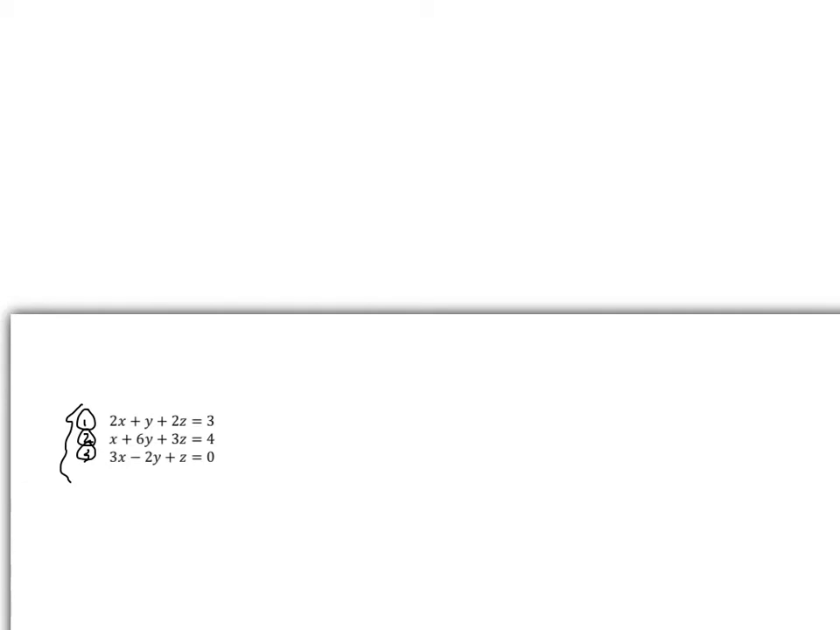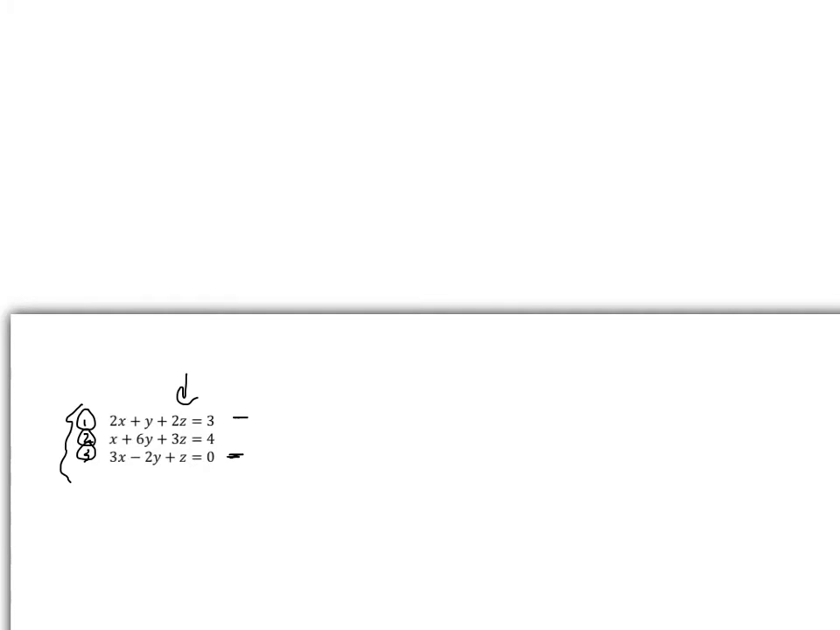It is advantageous to take a couple minutes just to determine what the easiest thing to eliminate is. Now, if we look at the x's, 2x, and 3x, not too bad. Y's, a y, a 6y, and a negative 2y, not too bad. Z's, a z, a 3z, and a 2z. Those aren't too bad, so it doesn't really matter. I'm just going to eliminate the z's here. I'm going to use first the second and the first and the third equations to first eliminate the z's.